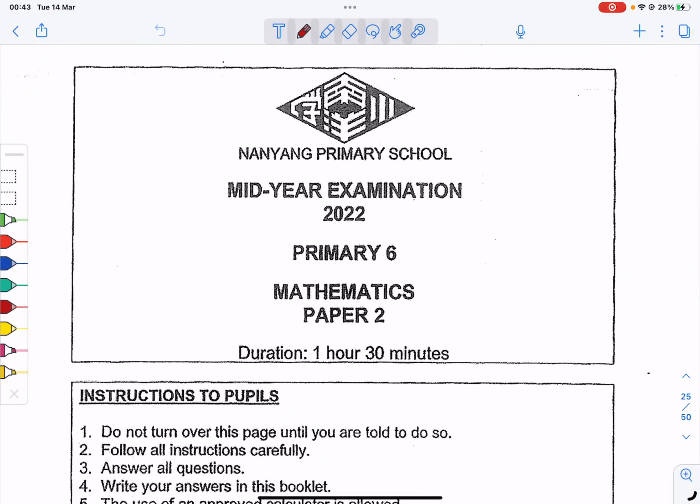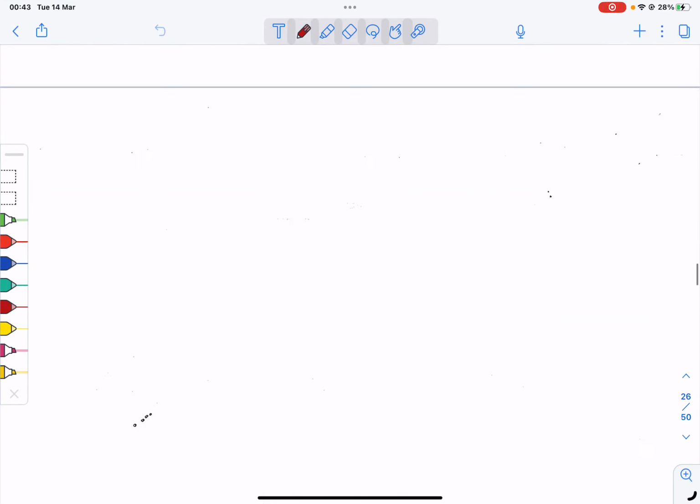Nanyang Primary School Mid-Year Exam 2022, Paper 2. Question 1.